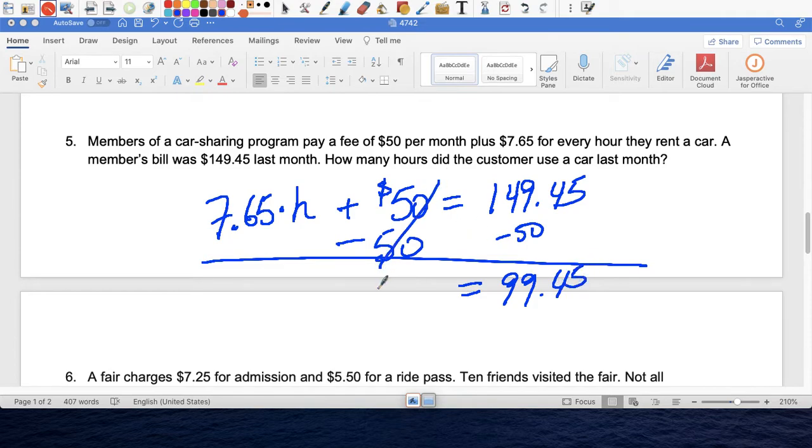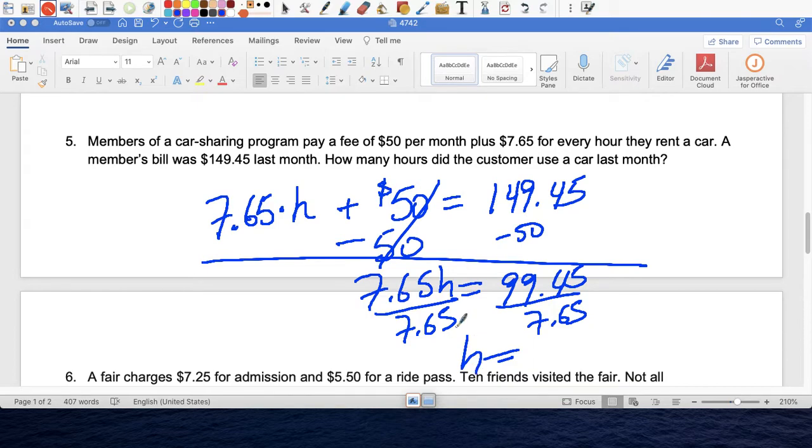So this goes away, and we're left with 7.65 times h. Divide both sides by 7.65, and hopefully we get a pretty number. Or not. Oh, there we go. We do. 13 hours. So you drove a car for 13 hours last month.